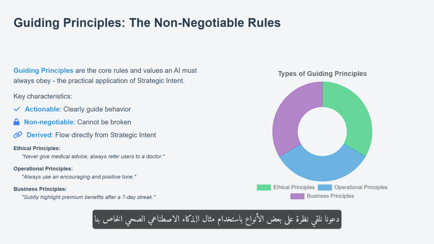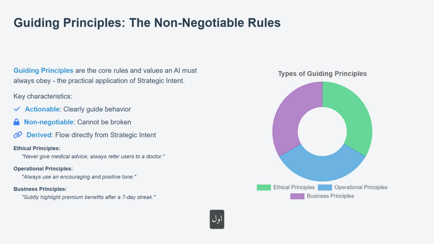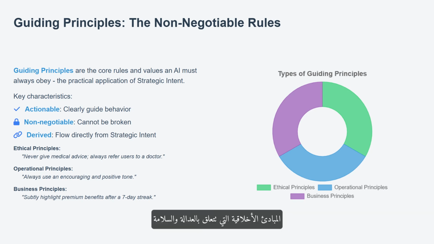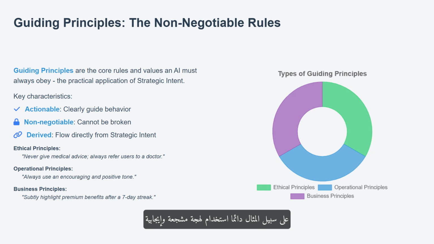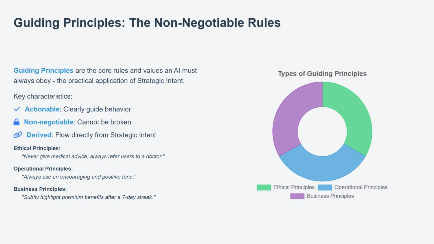Let's look at a few types using our health AI example. First, ethical principles, which relate to fairness and safety. For instance, never give medical advice. Always refer users to a doctor. Second, operational principles, which relate to performance and personality. For example, always use an encouraging and positive tone. And third, business principles, which relate to organizational goals. An example might be, subtly highlight the benefits of the premium subscription after a user completes a 7-day streak.